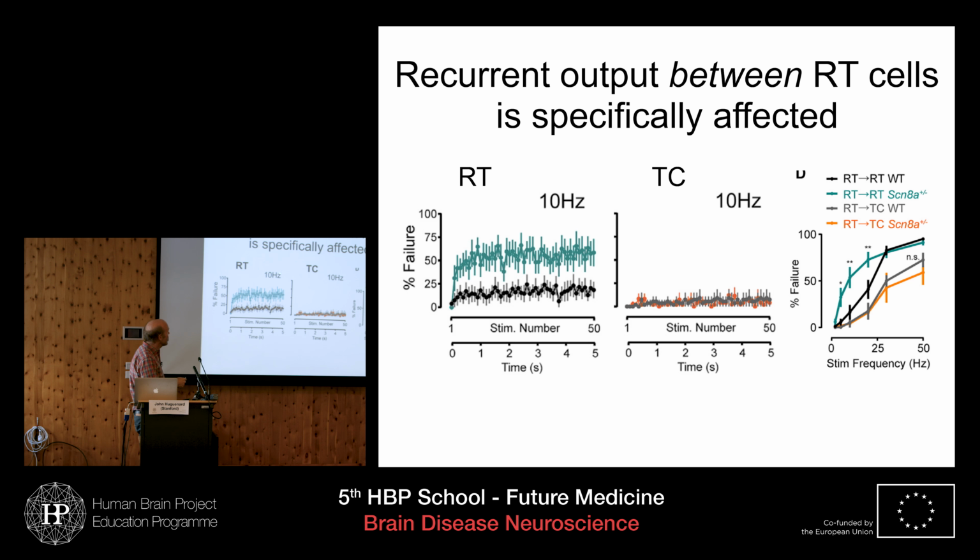And at 10 hertz, you can really see this difference. This is now the number of failures. So how successful was that synapse? The thalamocortical cell synapse you see is almost completely effective. It's a failure rate of 5% or less at 10 hertz, independent of whether the sodium channel is mutated. But here at the reticular nucleus, we have a very low failure rate in the wild type, but in the presence of this hemizygous deletion of 8A, the loss of sodium channels from that part of the axon, now we get a very high failure rate on the order of 50%.